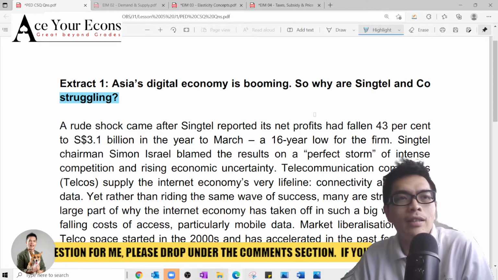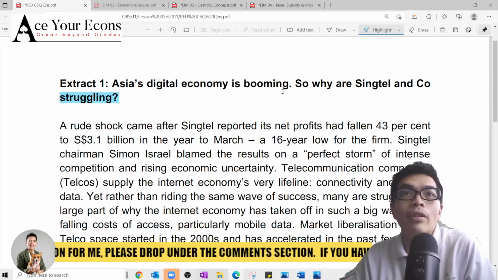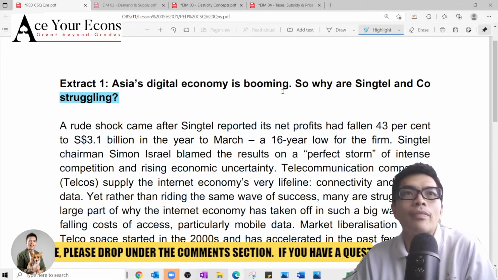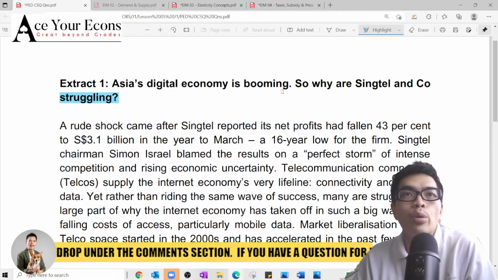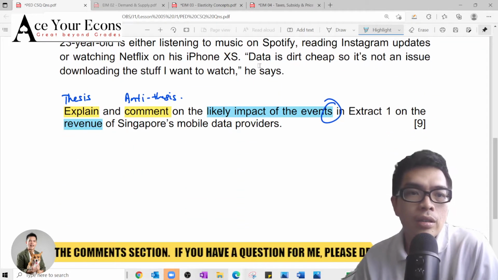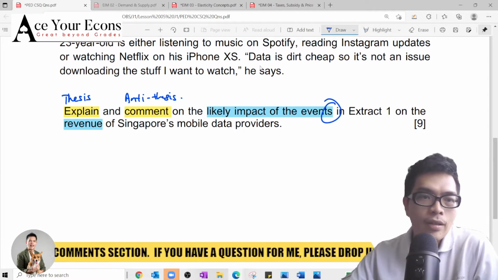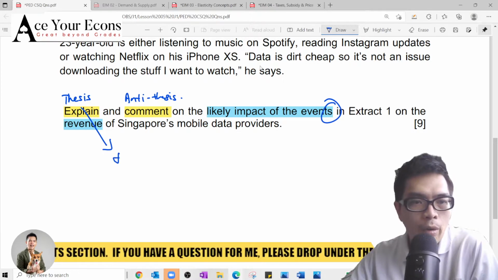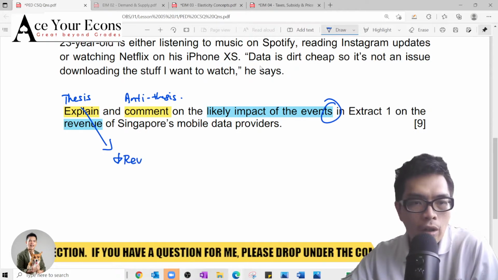Struggling. So why are firms struggling? So what is the assumption that we can make here? Struggling means that revenue is going to fall, right? Yes. So our thesis, okay, we are going to establish why revenue is going to fall.